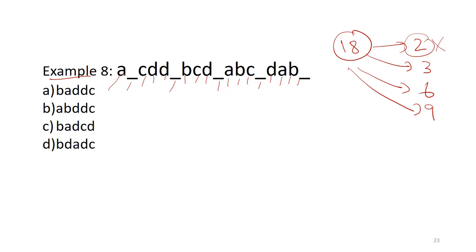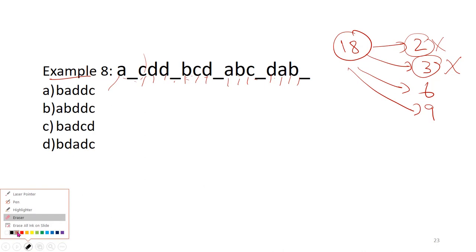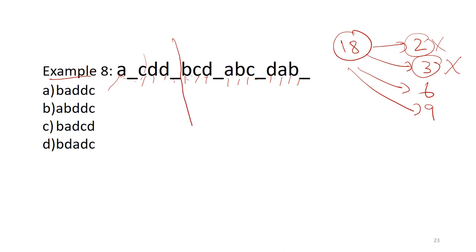Let's check 3, 3. 1, 2, 3, repeated. A dash C, I can't see again A dash C again. That means 3, 3 is also not working. Okay, go for 6, 6. So 1, 2, 3, 4, 5, 6, three times.